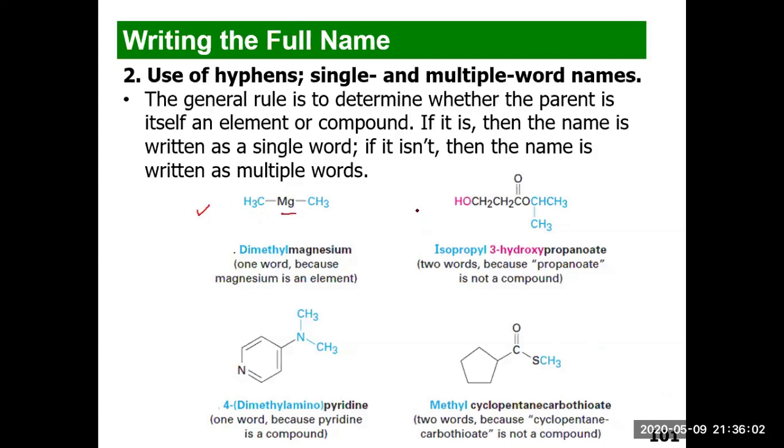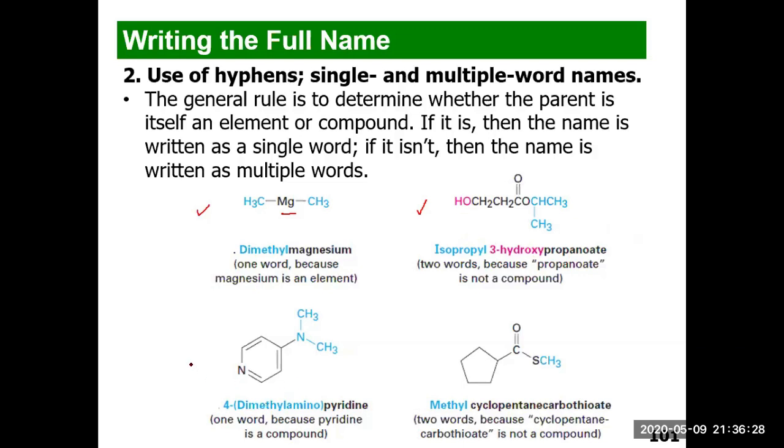Now, if we move on to this example, this molecule is named as isopropyl 3-hydroxypropanoate. Take note that isopropyl here is separated from the parent, which is 3-hydroxypropanoate. So this compound is named in 2 words.